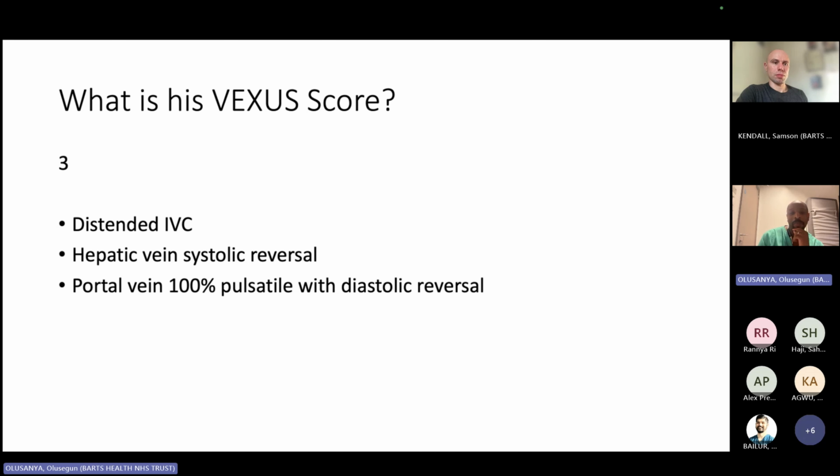Now, here's where we start getting to the real truth of the matter. So this is another really interesting prospective validation of VExUS. And here they looked at VExUS and its correlation with other markers of congestion. So they looked at right atrial pressure in particular, and they looked at mean pulmonary artery pressure and wedge pressure. And again, they showed that VExUS has a linear relationship with these signs of elevated left atrial pressure and right atrial pressure.